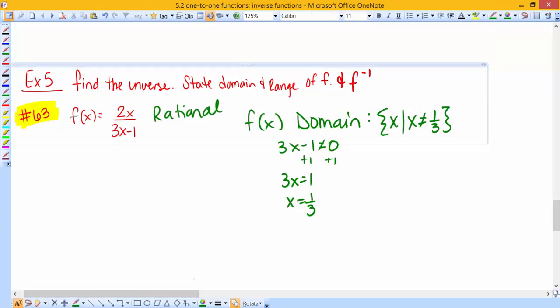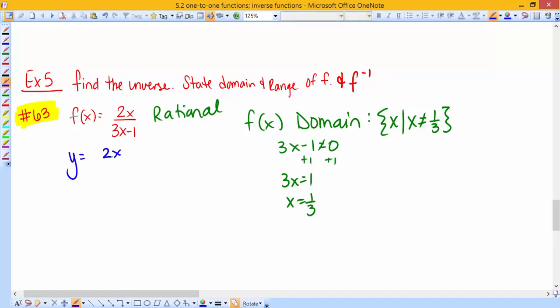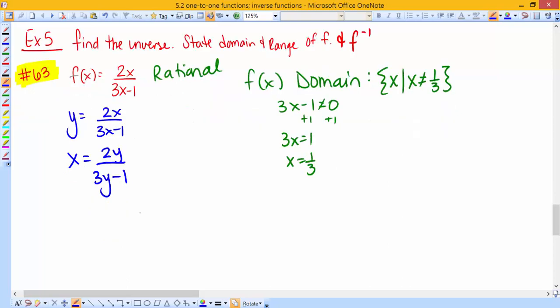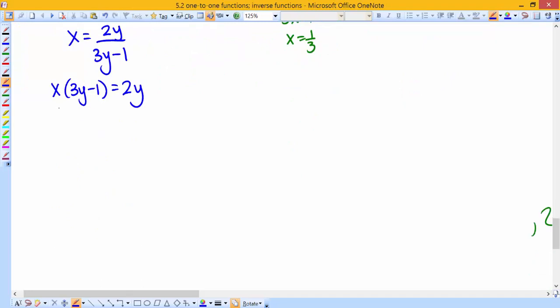So I'm going to leave that for now, and I'm going to go back and find the inverse so I can find the domain of the inverse function. So let's remember the steps. The first step is I need to switch x and y. So this is y equals 2x over 3x minus 1. So switching them, x equals 2y over 3y minus 1. I have to switch it for every single x. So I cross multiply. I get x times 3y minus 1 equals 2y.